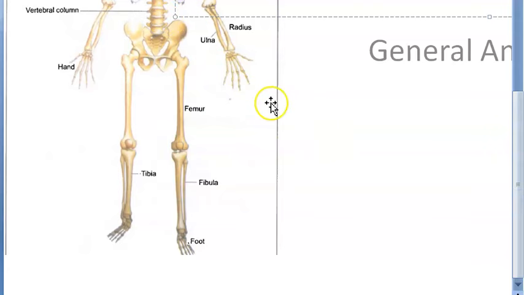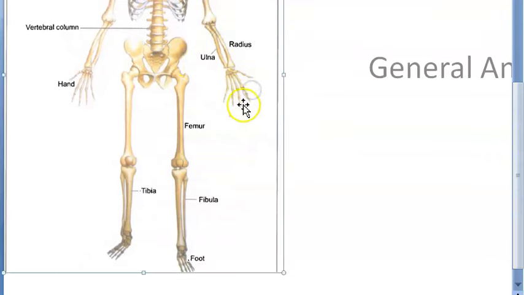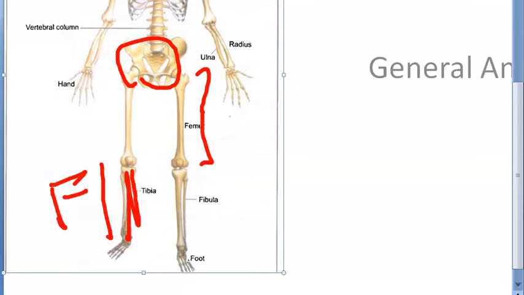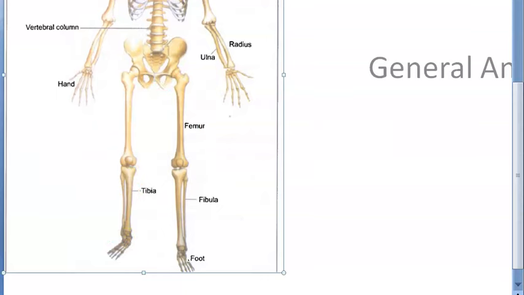and below this what they are showing you is the radius and the ulna. And in the palm you have the carpals, metacarpals, phalanges, etc. Then this is the pelvis, the hip pelvis. This is the femur. Femur is the longest bone. Then here you have the tibia which is medial, and the fibula is lateral. And then on the foot you have the metatarsals.